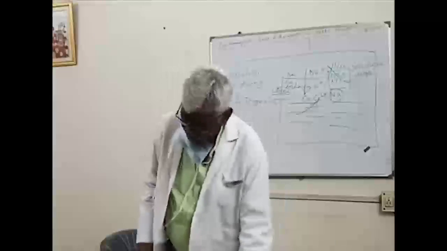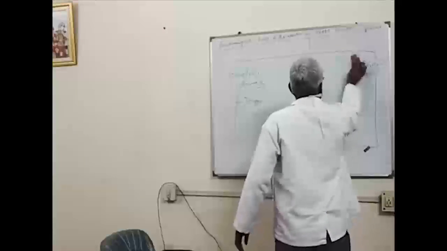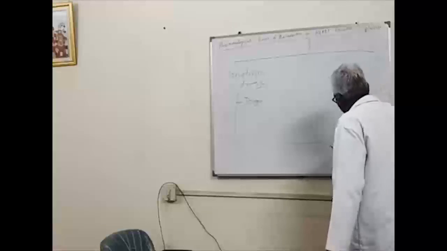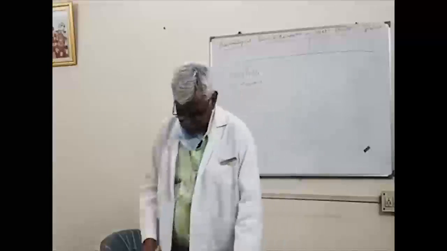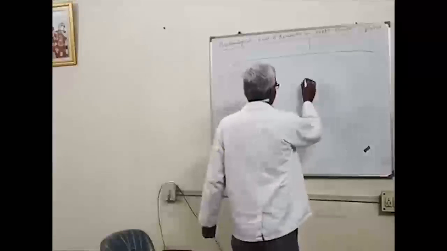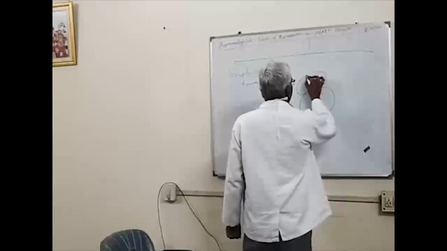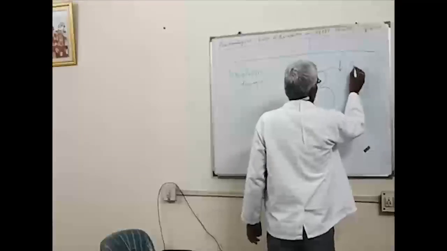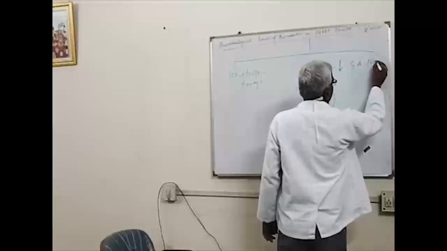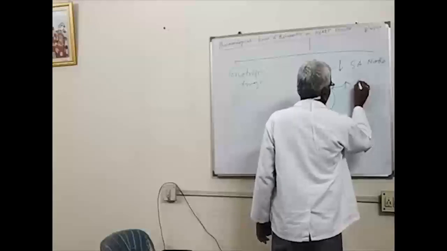Now, apart from its action on the cardiac muscle, it has other functions too. What it does: suppose there is a heart, and there is the sinoatrial node. It decreases the refractory period of the SA node, and it increases the refractory period of the AV node.